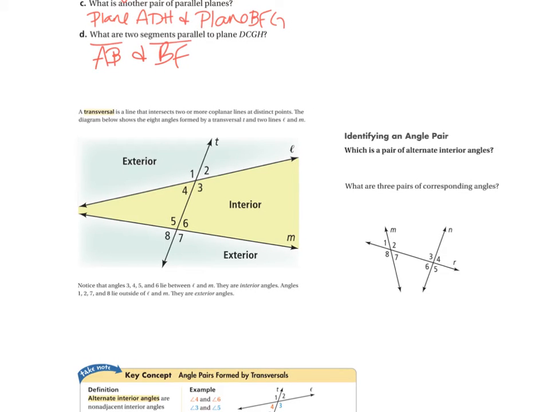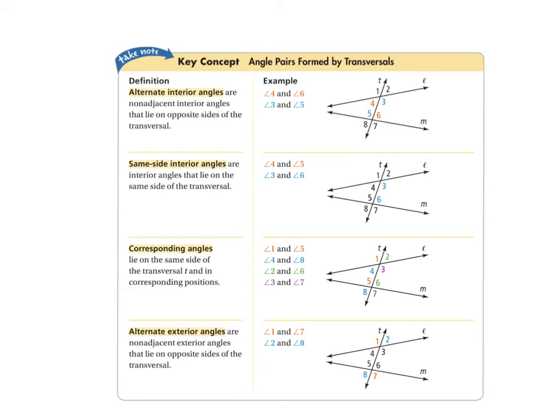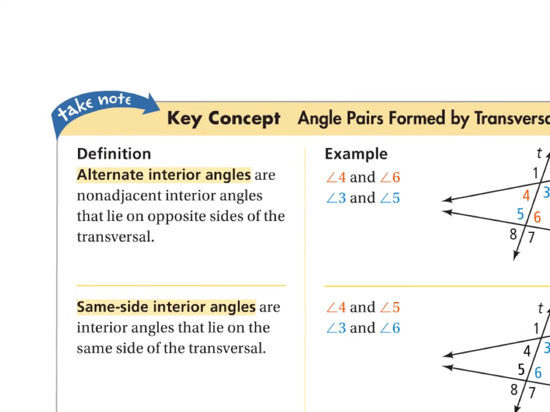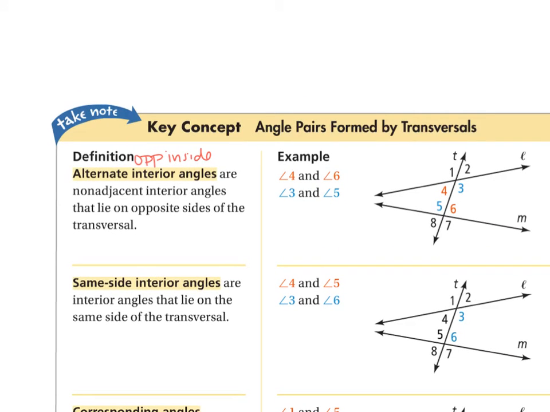So let's go down to here really fast before we get into the question. So let's just talk about what the vocabulary is for this. Alternate interior. So what does the word alternate mean? That means opposite. Interior is inside. So the opposite inside on this one would be 4 and 6 and 3 and 5. So those are alternate interior angles. You need to have that memorized.